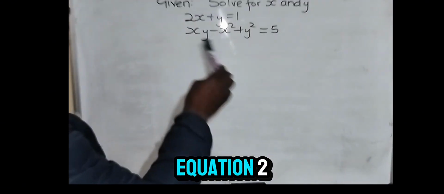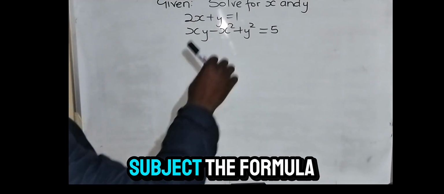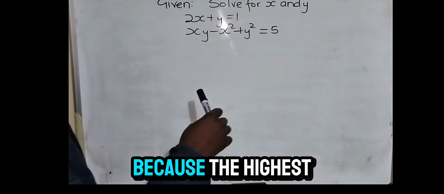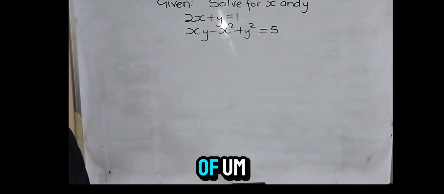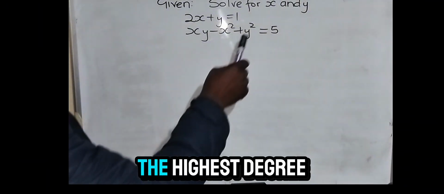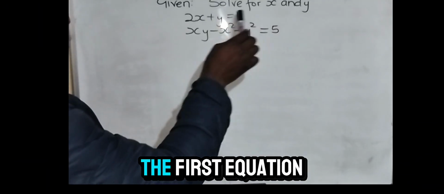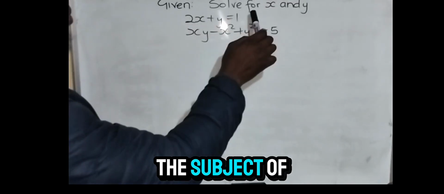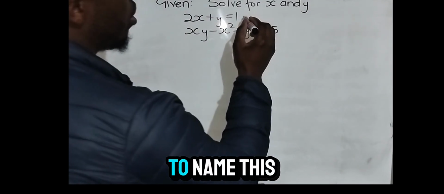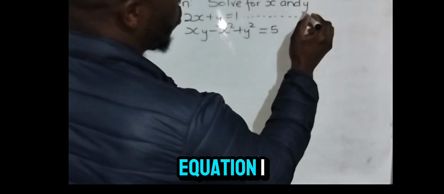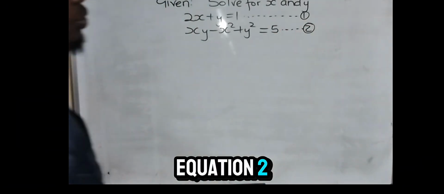You see that equation 2, it's not easy to make y the subject of the formula or x the subject of the formula in equation 2, because the highest degree of x is 2, the highest degree of y is also 2. So it is easy to make y the subject of the formula in equation 1. So I'm going to name this equation 1, and I'm going to name this equation 2.